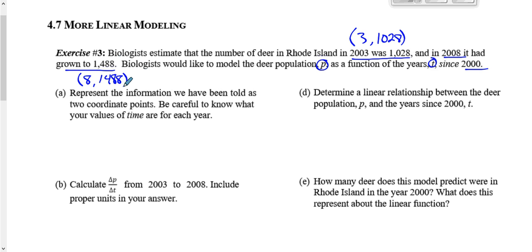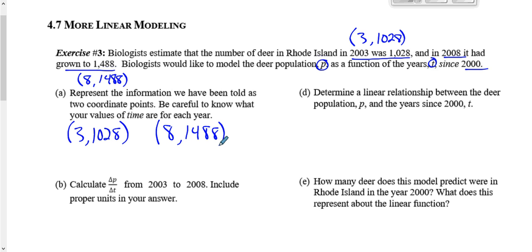All right, so we have 2 points, and you guys know you can find slope. Those are x1, y1, x2, y2, right? y2 minus y1 over x2 minus x1. Let's see, oh, look at A. I think we just did that, didn't we? I got kind of ahead there. Yep. So we'll just write them again. So we have 3 comma 1028 and 8 comma 1488.